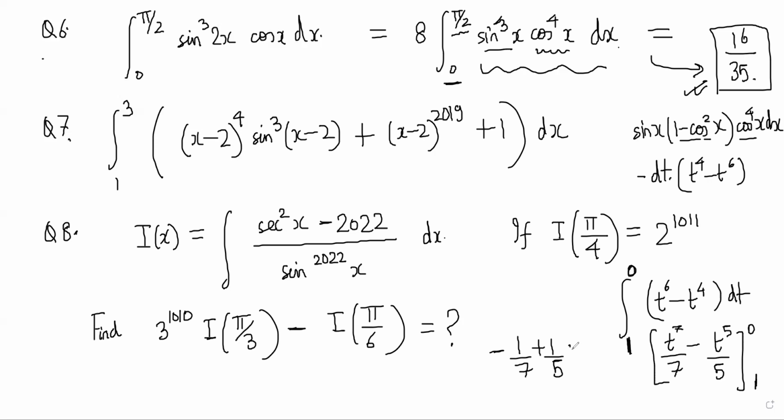Sir, this answer did not come. I am getting this, which is basically 2 by 35 multiplied by 8 is 16 by 35. Yes, sir, same with me. Yashwant, are you understanding what is happening? Yes, sir. You have to work on your calculation because everything is right and you are making calculation mistakes, right?